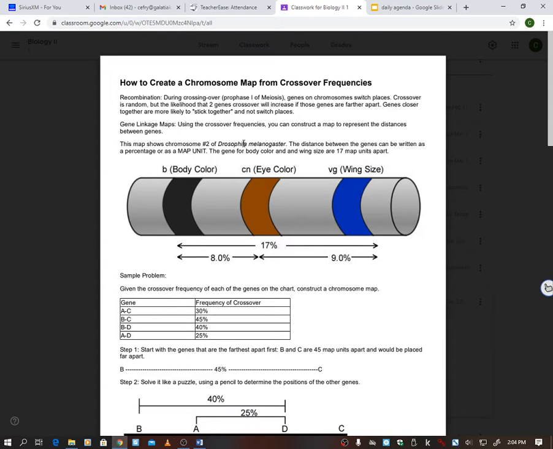This map shows chromosome number 2 of Drosophila, which is a type of fly. The distance between the genes can be written as percentages or as a map unit. So you may see them as 17%, or it may say 17 map units. It's the same thing. The gene for body color and wing size are 17 map units apart. And then you can see where there is a gene in between these two. In between body color and wing size, there is an eye color gene. So how did they figure out that that's in the middle, which is what we're going to be looking at? They could figure out that there's 8 map units between body color and eye color, and that there are 9 map units between eye color and wing size.